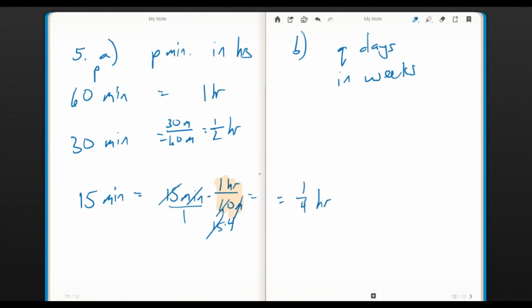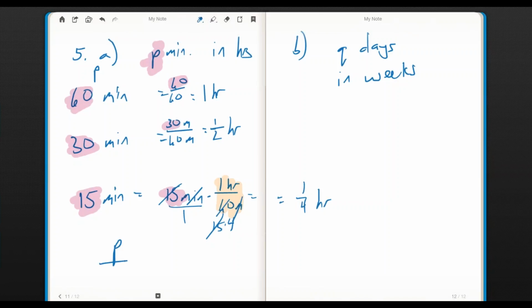So each time what we can see is that we're taking the number that we're given, and I didn't even write it here, but it's because it's 1 because it's 60 out of 60 minutes. Right? So the 60 goes on top. 30 minutes is 30 over 60 or a half. 15 minutes is 15 over 60 or a fourth of an hour. So P minutes is going to be simply P over 60. And that's how much of an hour P minutes is.